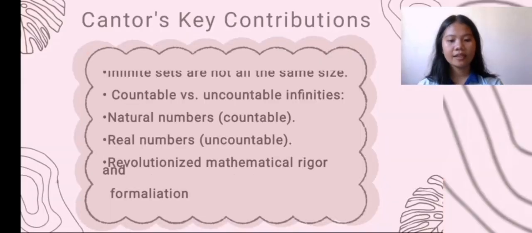Building on that, Cantor showed that not all infinite sets are the same size. Some sets, like natural numbers, are countable, meaning you can list them one by one, but others, like the set of real numbers, are uncountable because there is no way to list them all. This distinction revolutionized the rigor and formalism in mathematics, pushing the boundaries of how we define and work with infinity.